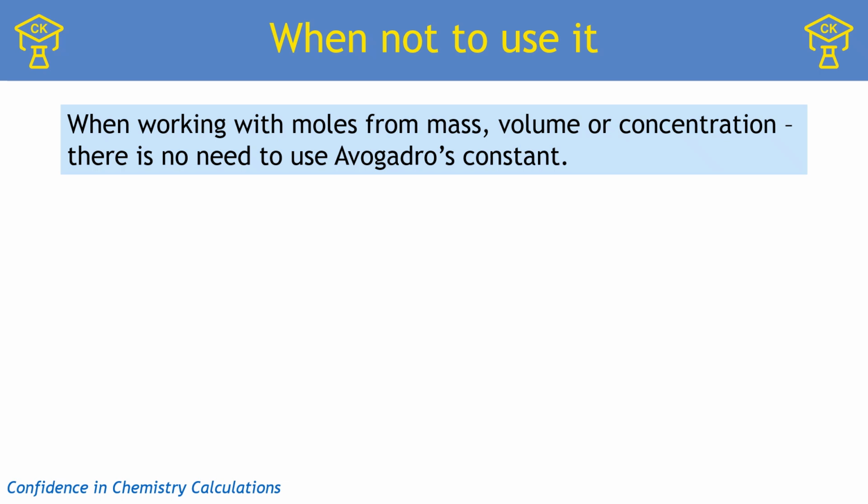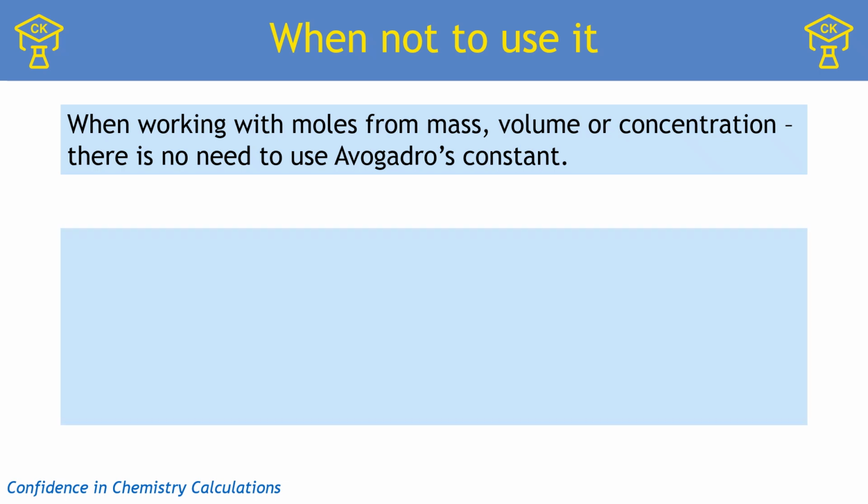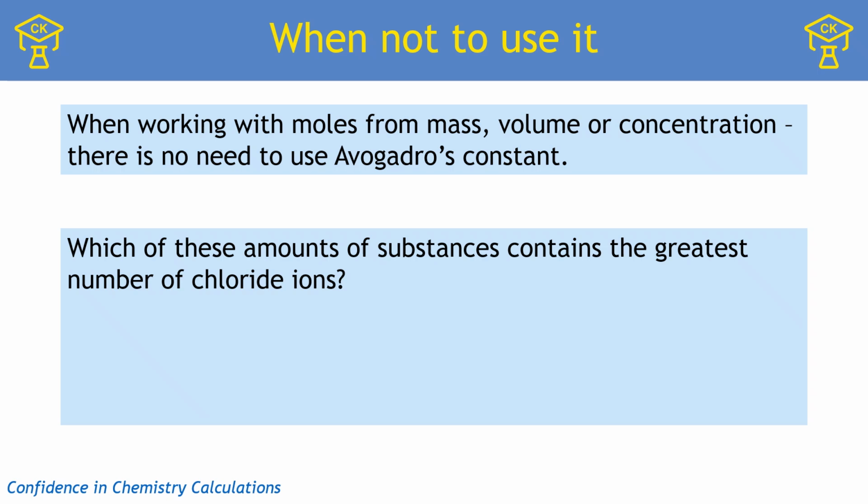So a lot of the time, if you're just doing your normal calculations between moles, mass, volume, concentration, there is no need to use Avogadro's constant. It's only if it asks you for a specific number of particles, such as the number of ions or the number of atoms, and it will usually be a fairly standalone question. There is one case where we don't do that though, and that's when we're just considering relative amounts of substances.